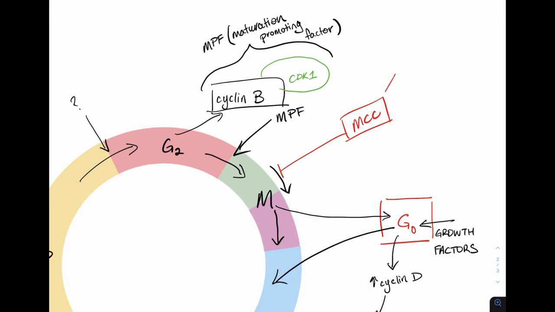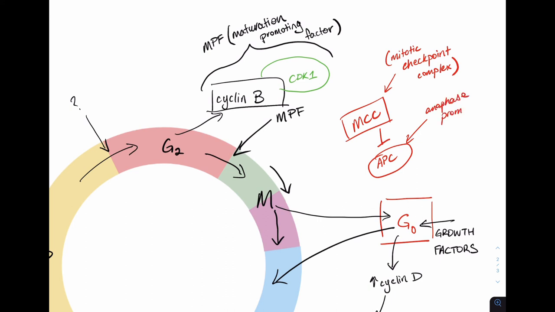Currently, there is a mitotic checkpoint complex, which is a complex of proteins that inhibit the progression through mitosis. This is to ensure faithful division of the cell's genetic material. Currently, the mitotic checkpoint complex, the MCC, is inhibiting the anaphase promoting complex. As the name suggests, when the anaphase promoting complex is activated, it will push the cell out of metaphase and into anaphase. There'll be a further video on mitosis later.